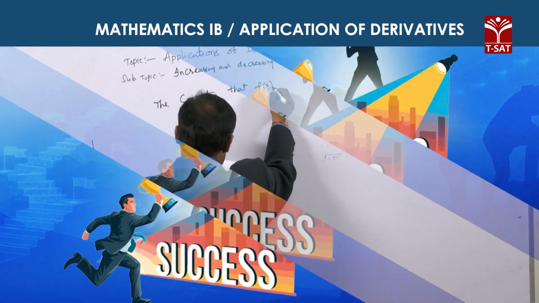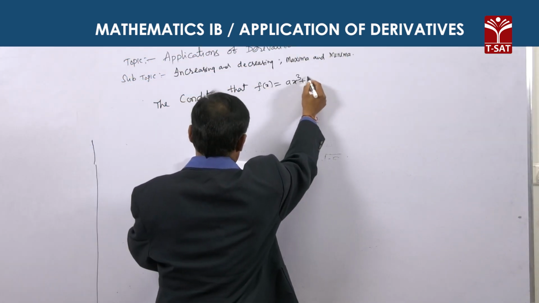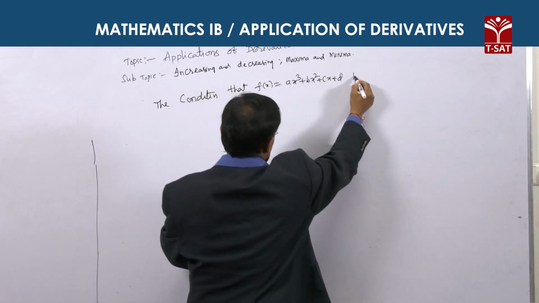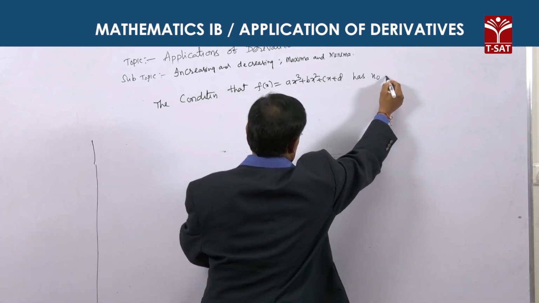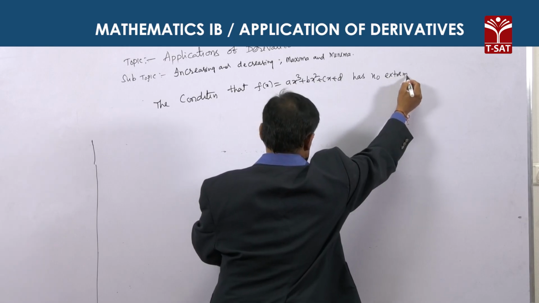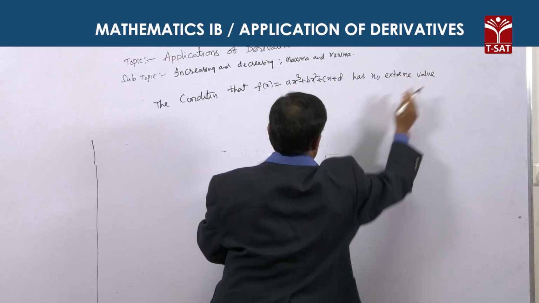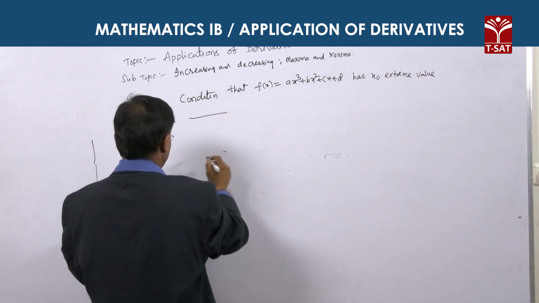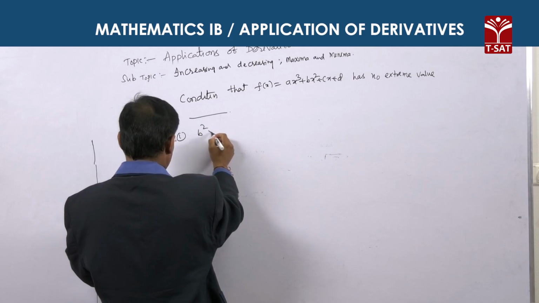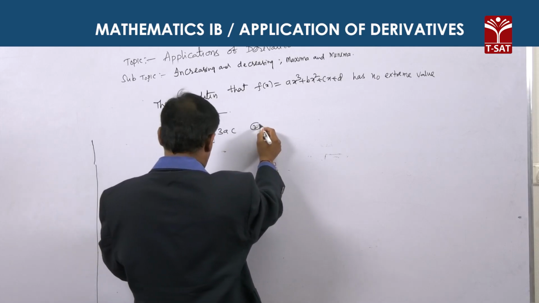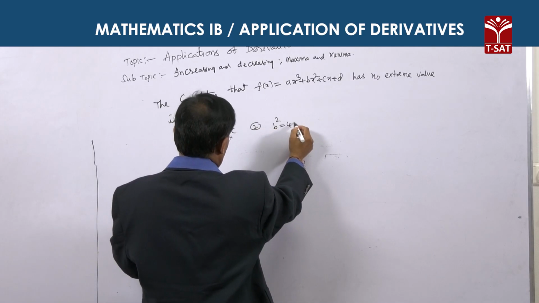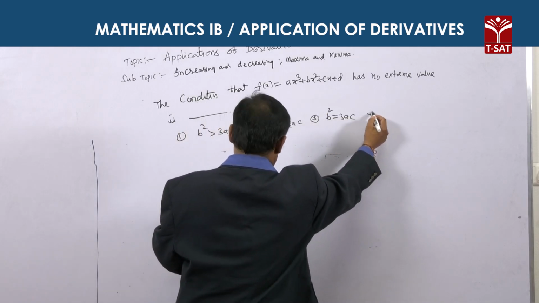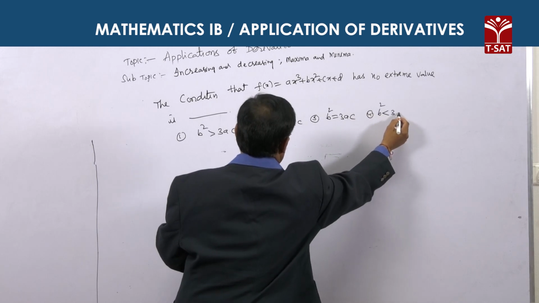f of x is equal to ax cube plus bx square plus cx plus d has no extreme value is dash. The first answer is b square greater than 3ac. The second answer is b square is equal to 4ac. The third answer is b square is equal to 3ac. The fourth answer is b square less than 3ac.